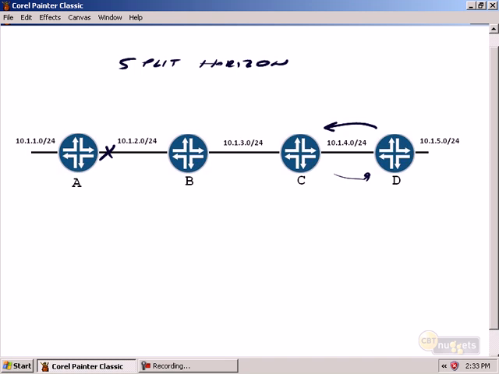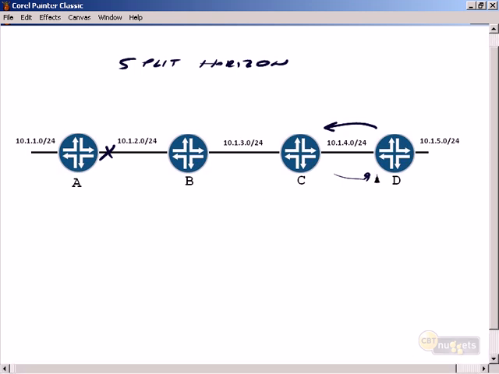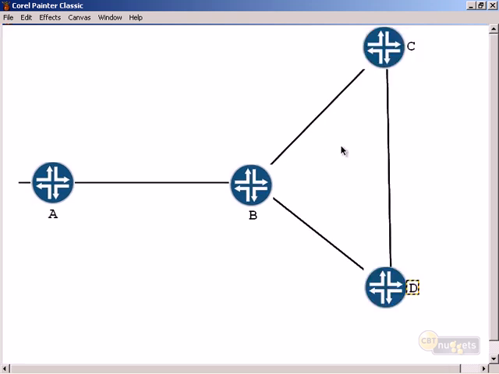In other words, updates must never be sent upstream, only downstream. So D learned about network 10.1.1.0 from its upstream neighbor, router C. Therefore, it will never send an update back upstream. But what about this network?